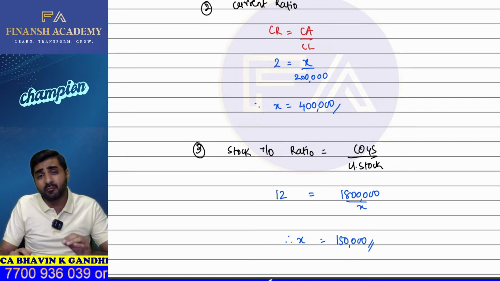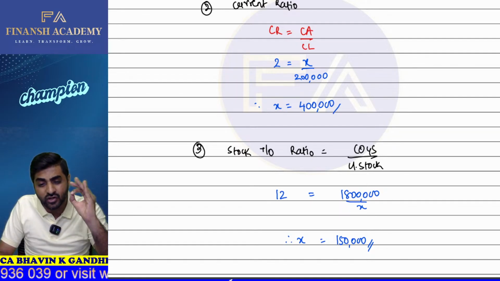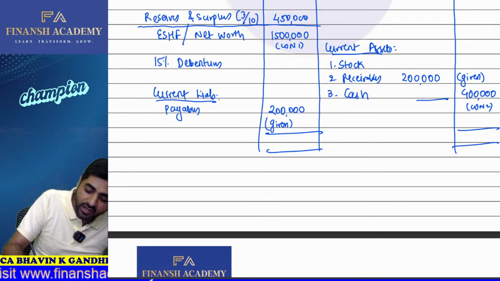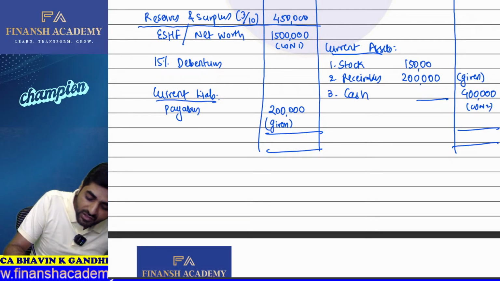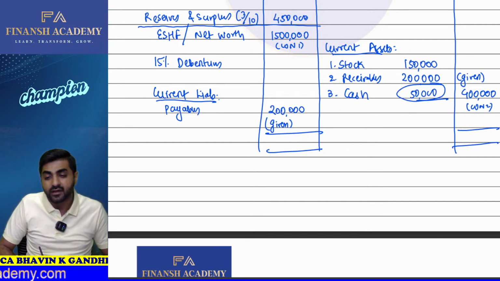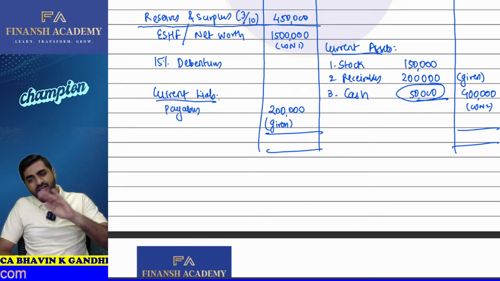So now, do we have the amount of stock also available? Come on, yes or no? Yes, sir. That is 1,50,000 and this 1,50,000 can come here, which is your stock 1,50,000. So automatically we'll be getting the cash, which will be 50,000. Are you all convinced with this much part?